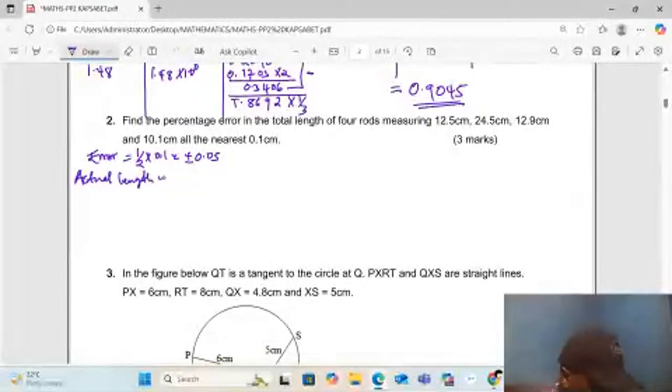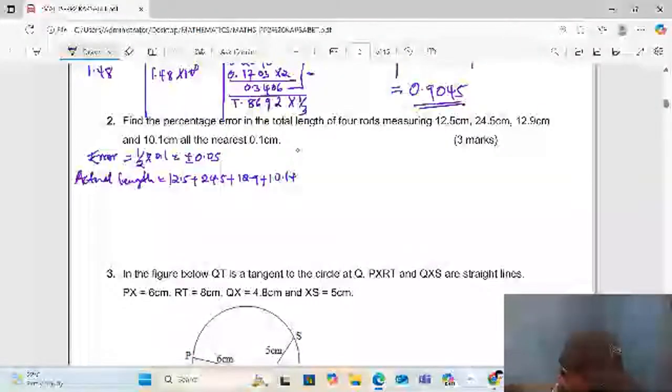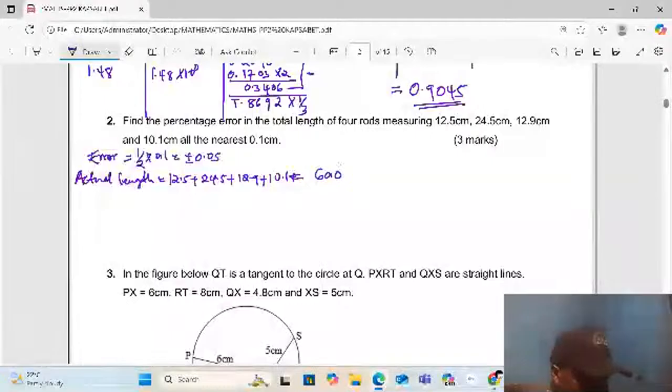So the actual length becomes now what we have, 12.5 plus 24.5 plus 12.9 plus 10.1. So these ones give us 60.0 when you add the actual length.